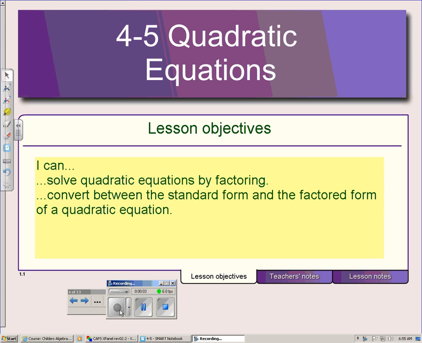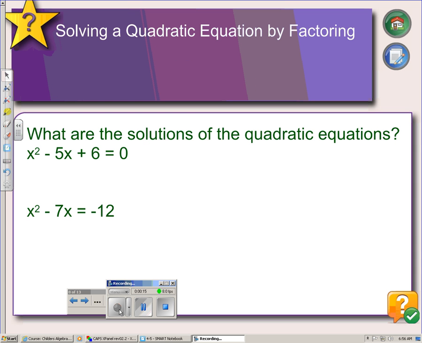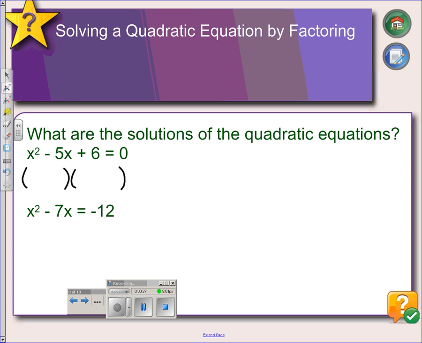This is lesson 4.5. In this lesson, you will learn how to solve a quadratic equation by factoring, and you will also learn how to convert between the standard form and the factored form of a quadratic equation. Okay, here are a couple of quadratic equations, and if we were to solve this top equation, the first thing we would do would be to factor it, since we want to solve by factoring.